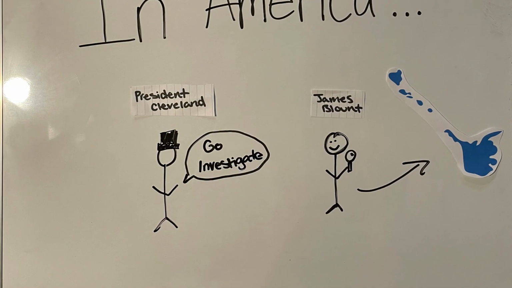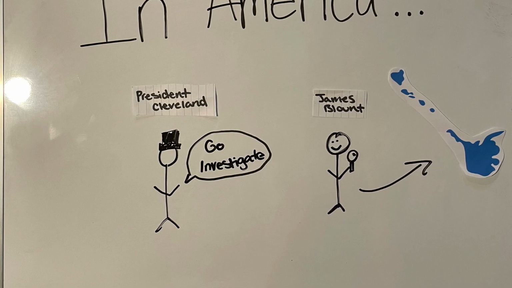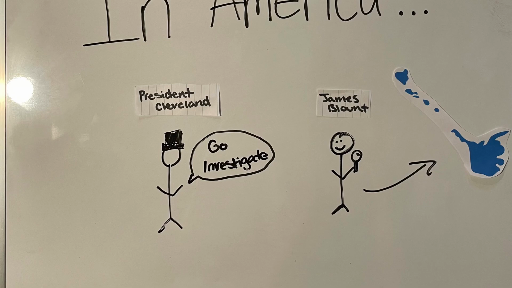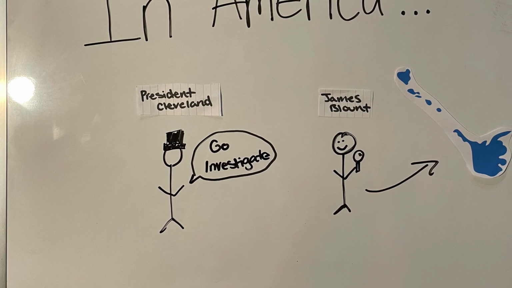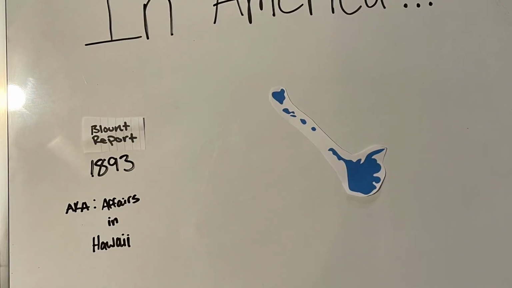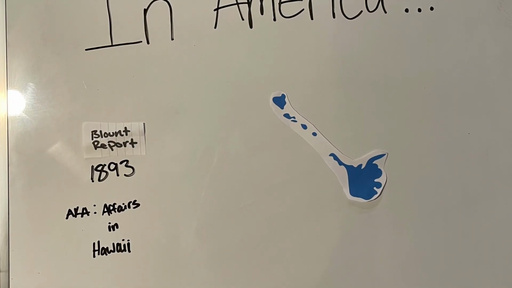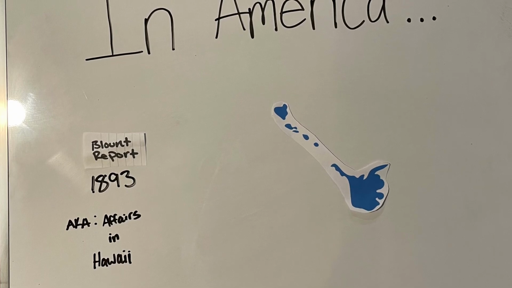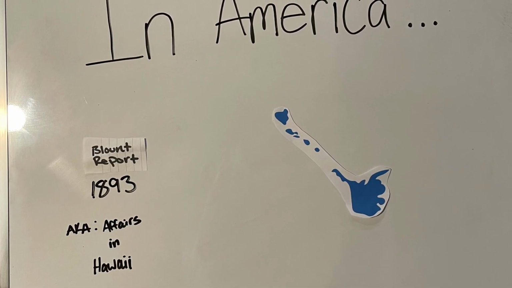Over in America, after the Committee of Safety took charge, President Cleveland, who was skeptical of how the Committee of Safety gained control over Hawaii, wanted James Blount to investigate what happened before he would agree to annex Hawaii. In 1893, the Blount Report, also known as Affairs in Hawaii, was released. Blount found that the American military and diplomats had overstepped.